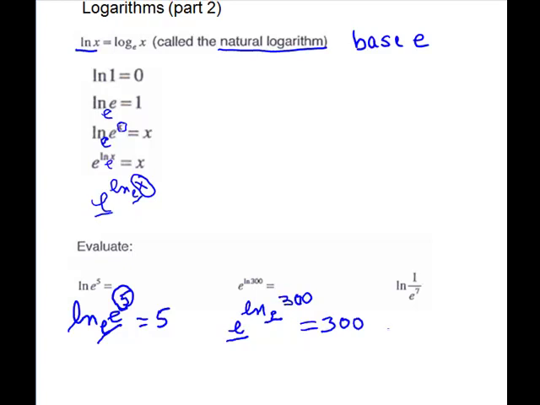This one is the natural log base e of e to the negative 7. It will just be negative 7. These are the same base.